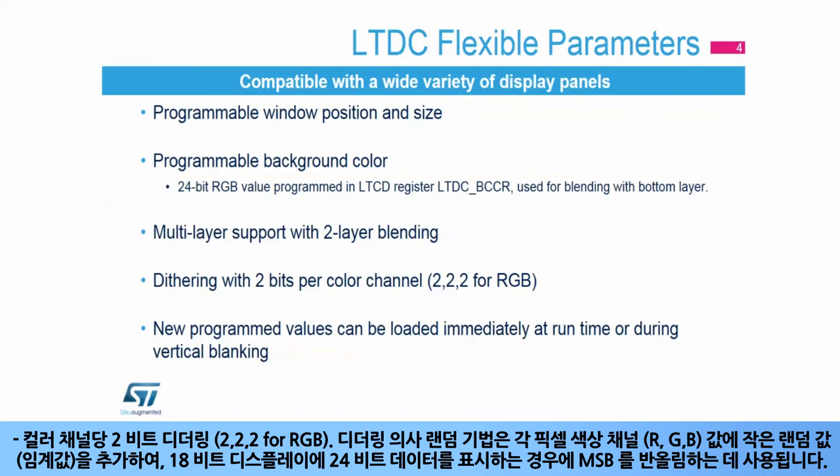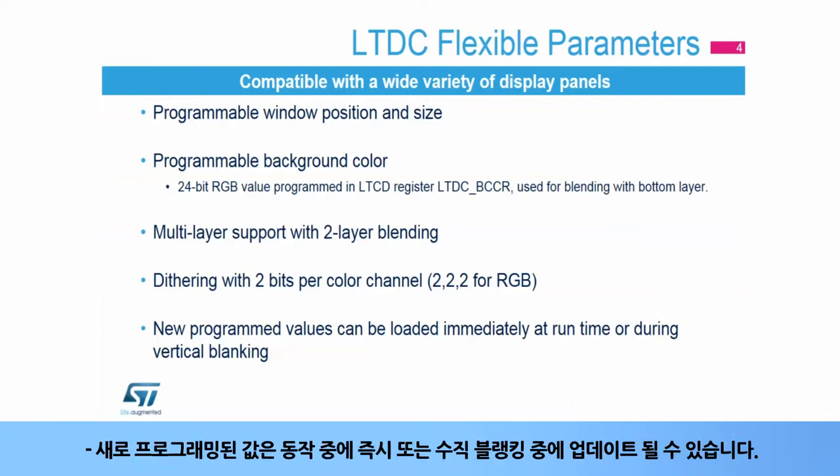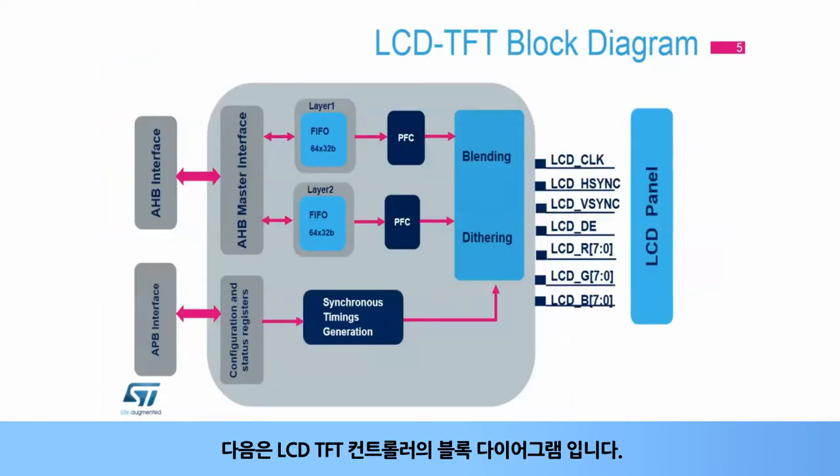The dithering pseudo-random technique is used to add a small random value or threshold to each pixel color channel, R, G, or B, value, thus rounding up the most significant bits, in some cases, when displaying 24-bit data on an 18-bit display. New programmed values can be loaded immediately at runtime or during vertical blanking. This is the LCD-TFT controller block diagram.